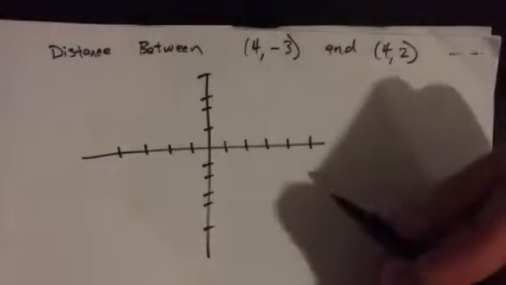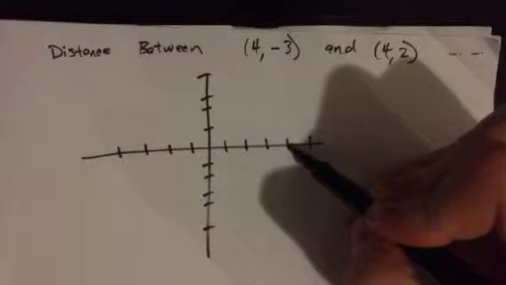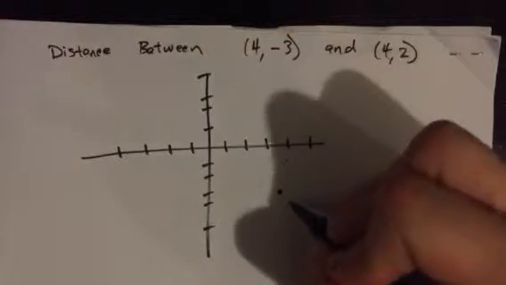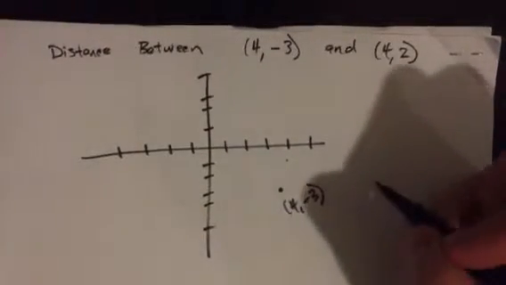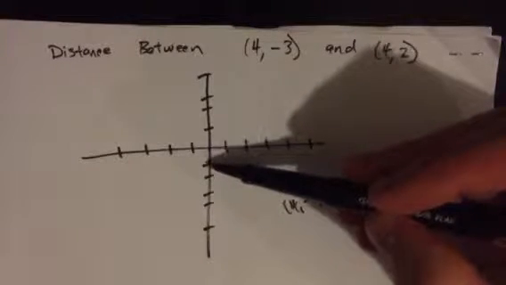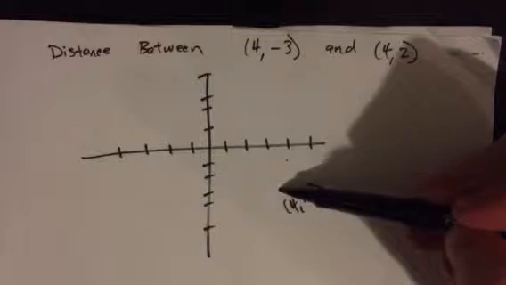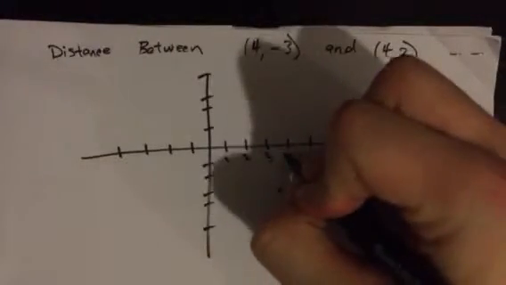4, -3 is first. So I'm going to go over 1, 2, 3, 4, and then down 1, 2, 3. So that's about right there. 4, -3. Now since I don't have grid paper, I have to be careful at looking at the marks I drew here and going down 1, 2, 3, and making sure that totally lines up. All right? I can also number these if that makes it a little more clear.